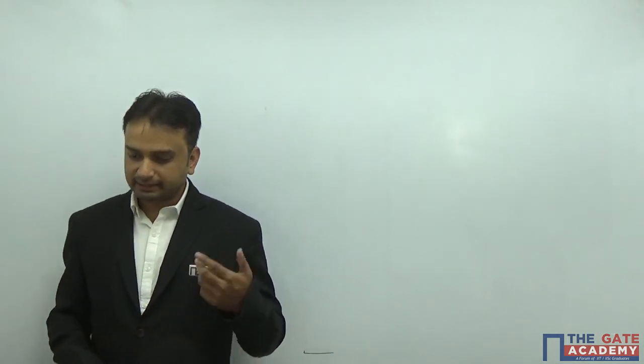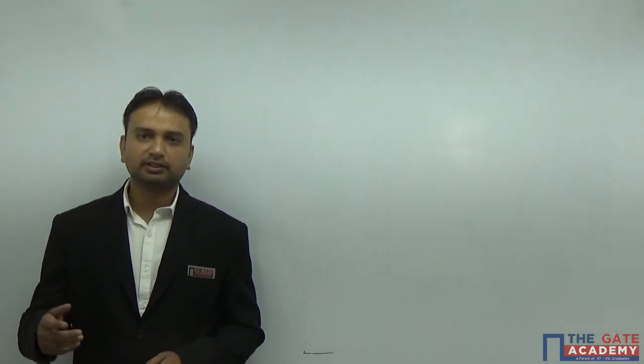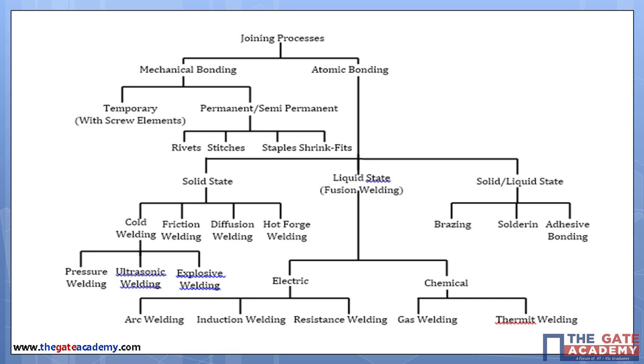You must find its use in your sandals and in your shoes also. It splits up like this. It makes a sound when you open it. Yeah, I know you have got the point. So these are all temporary joining processes. When you talk about the permanent or semi-permanent joining process, you can see that there is the rivet. Rivet is permanent or semi-permanent, and it lies under this heading. And stitches, as I told you, staples and shrink fits.